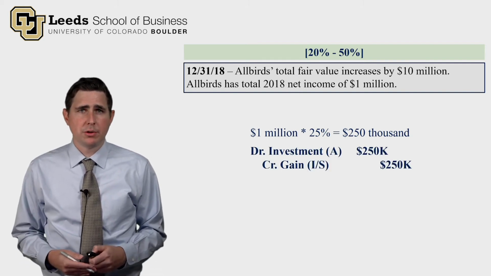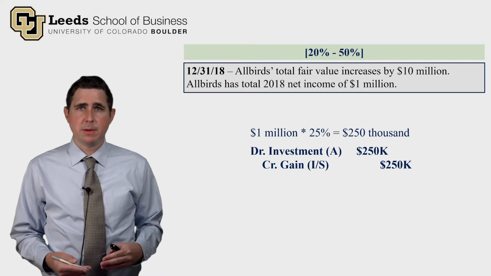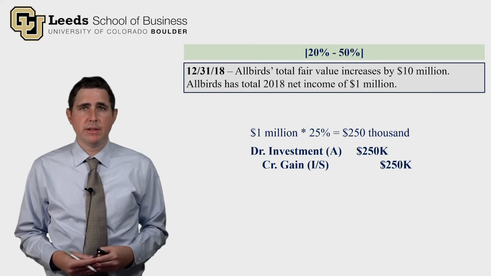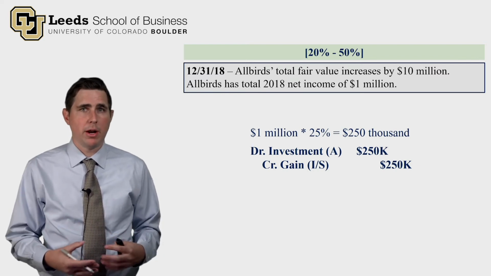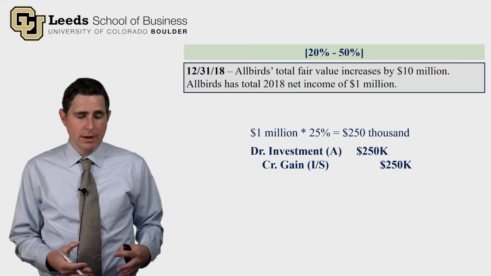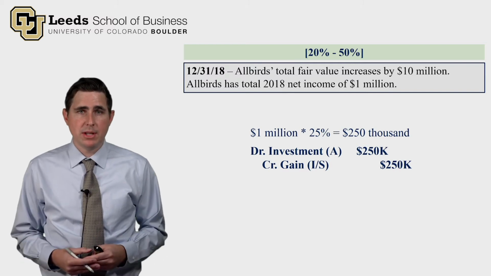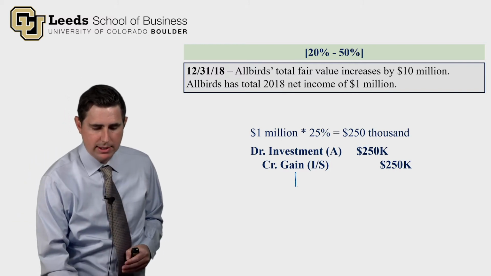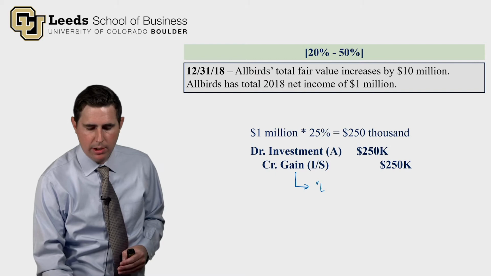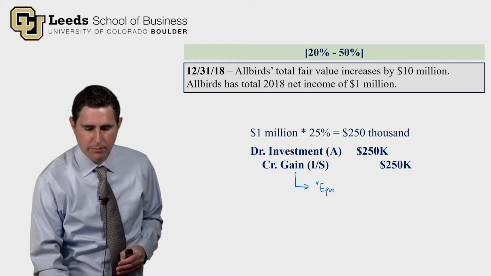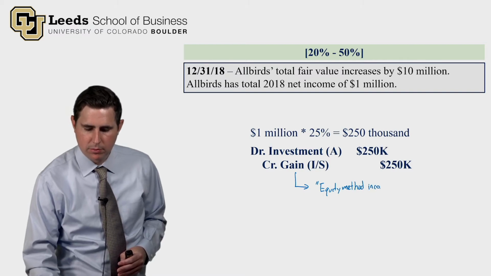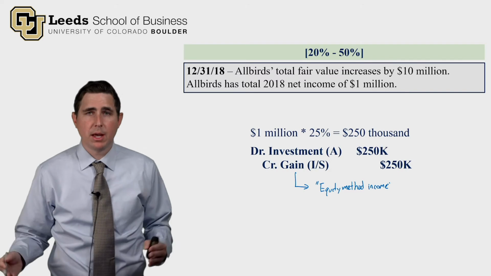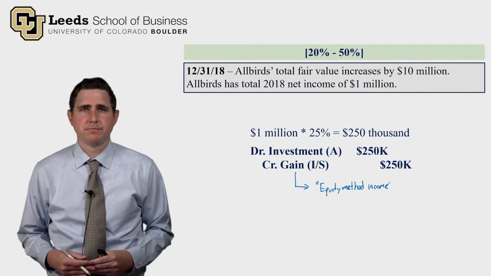So here's the journal entry. We increase our investment account with a debit of that $250,000. Our investment account increases with our share of their net income. And the credit here, again, is a gain account on the income statement. Sometimes you might see this gain account be called equity method income, or something else. You might see this account be called something else.